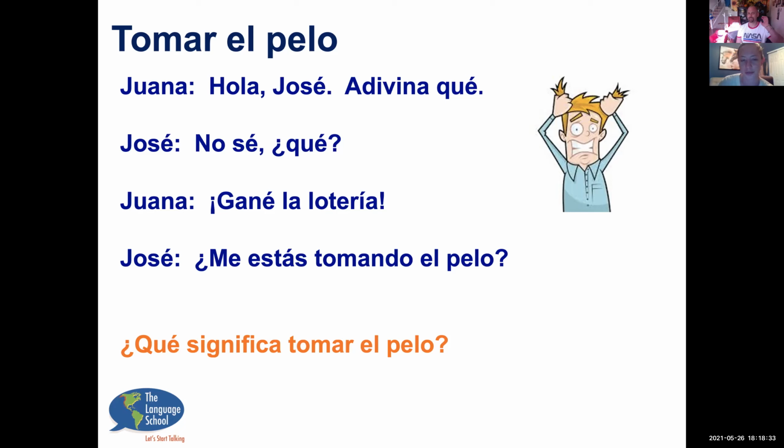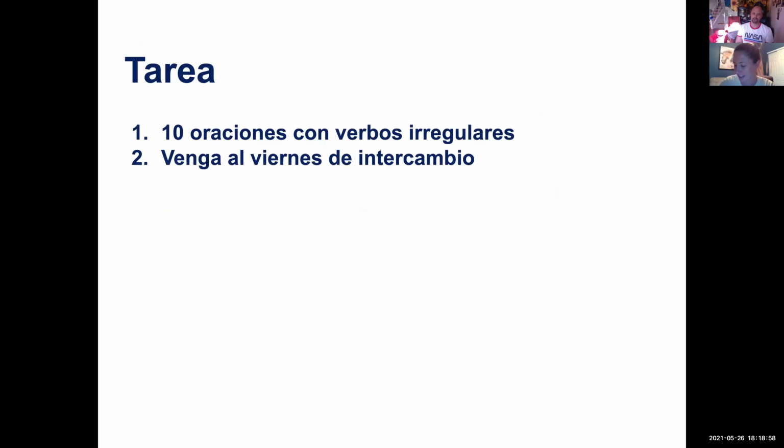What does this saying mean, do you think? Me estás tomando el pelo. Like, are you messing with me? Kind of, yeah. Pulling my leg would be the equivalent in English. In Spanish, it's taking my hair. In English, we'd say pulling my leg, right? Good, muy bien. All right, that's it for tonight.